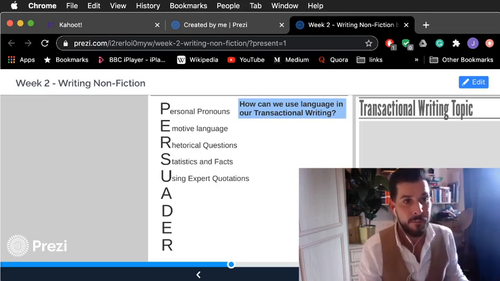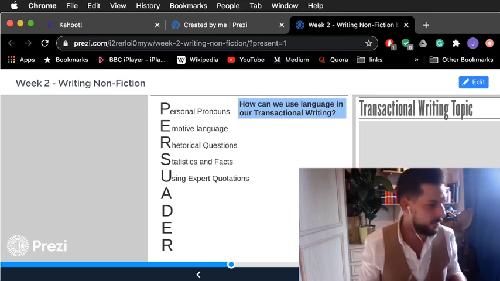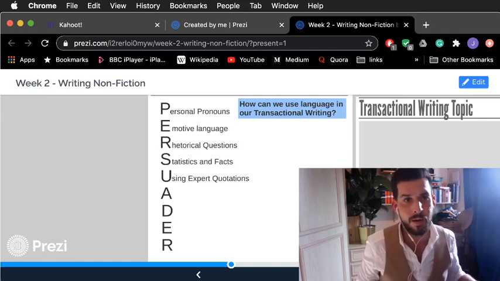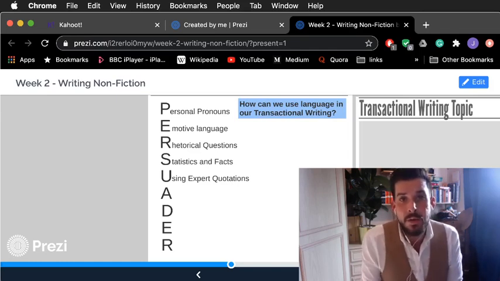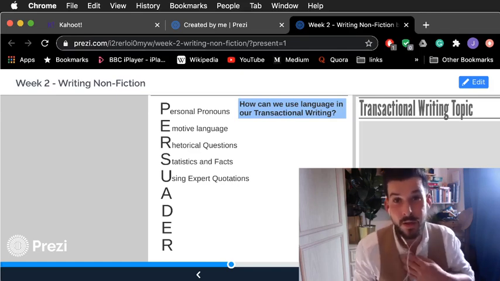Underneath that, now this is one that comes up on the persuader that isn't in DeForest. Excuse me. And it's using expert quotations. Now you might be saying, hang on a second, Jackson, I don't know statistics off the top of my head. I don't have my mobile phone to pull out and use. I don't know any experts or what they've said, so I can't quote them. The good thing is you can make it all up. You can make it up.